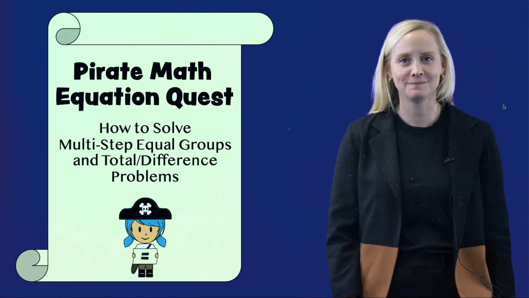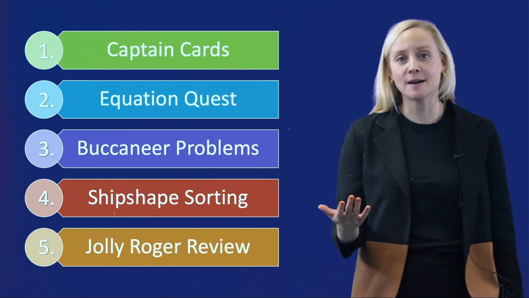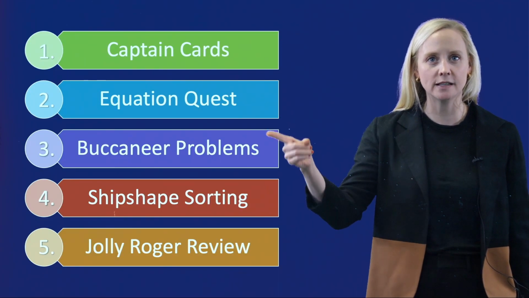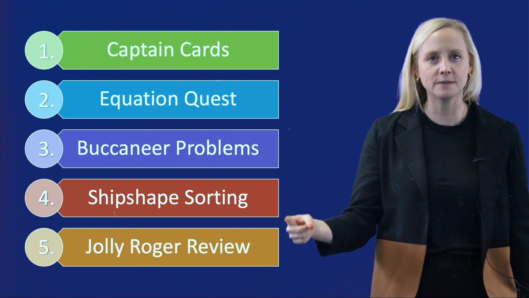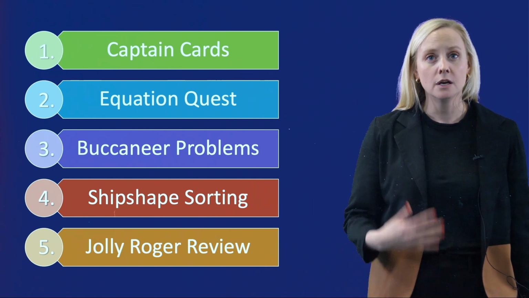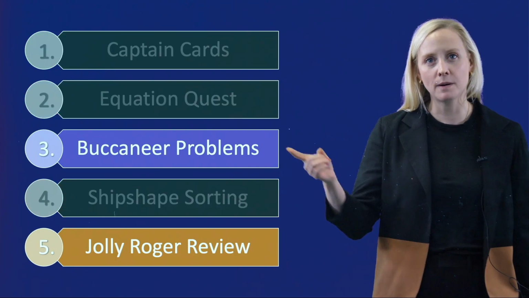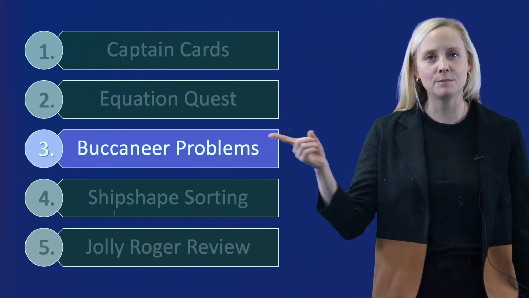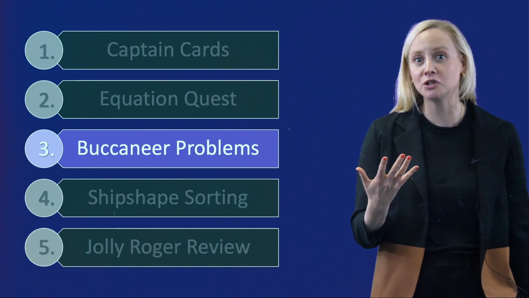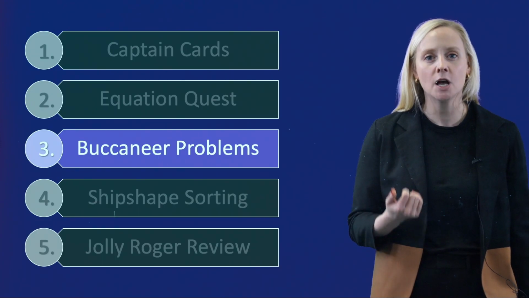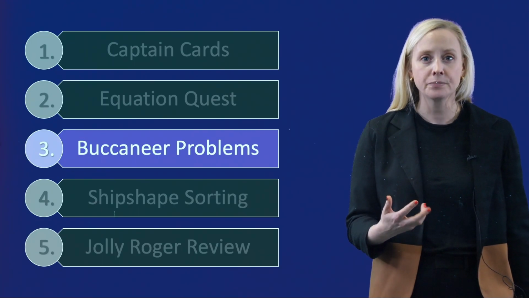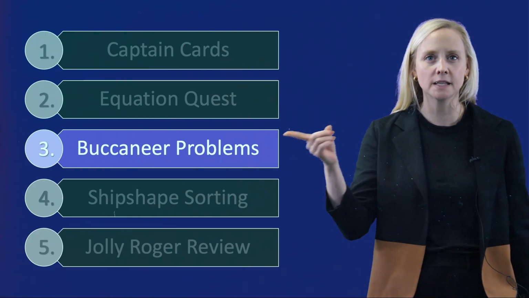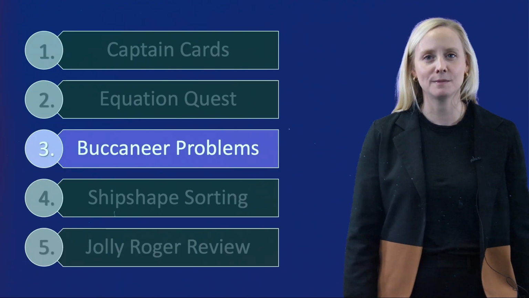In our multi-step word problem intervention, we have 5 components: Captain Cards, Equation Quest, Buccaneer Problems, Ship Shape Sorting, and our Jolly Roger Review. Students primarily are exposed to word problems during our Buccaneer Problems and our Jolly Roger Review, and really the guided practice is in our Buccaneer Problems, where students are setting up and solving word problems with the assistance of a teacher or tutor. So I'm going to talk about the multi-step equal groups, total, and difference problems as they are presented in our Buccaneer Problems.